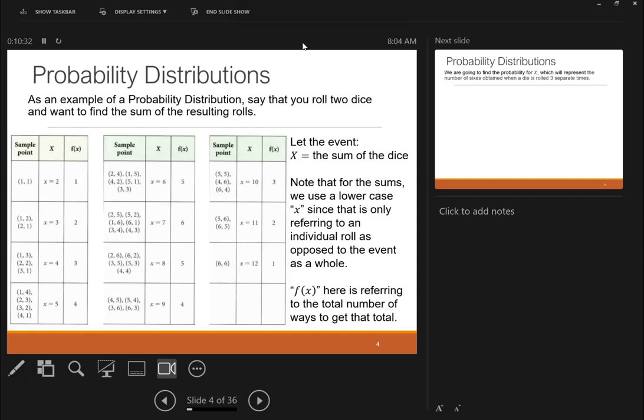What's that? Yes, like Pascal's triangle. Yeah. Is everybody okay with this?